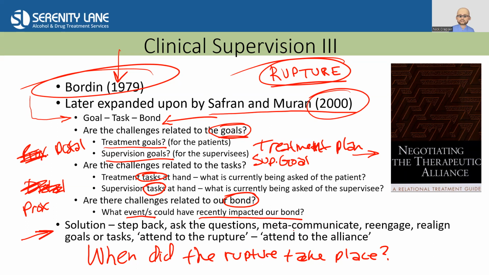Hey, I noticed, Johnny, that after our last session, when we came up with some treatment goals, the communication between us kind of soured. It went a little like this. Did you notice the same thing? Re-engage, realign the goals or tasks, attend to the rupture, attend to the alliance, get everything back on track again. We don't have to let that sit out there. So once we meta communicate, we fix it. We re-engage or realign those goals or tasks, attend to the rupture, attend to the alliance, and move on. The longer we let that sit and wait, the harder it is to fix.